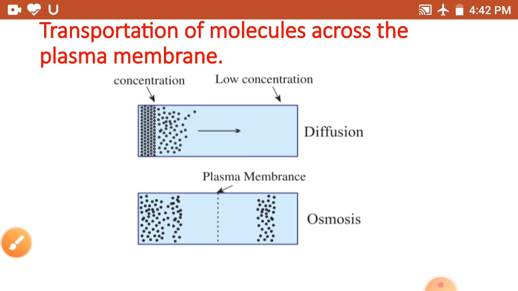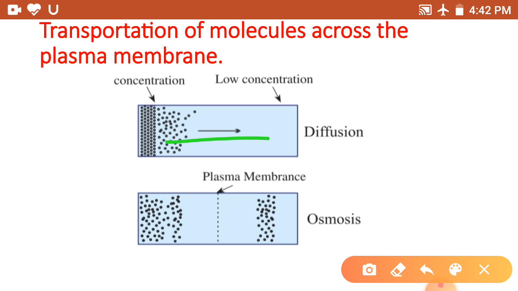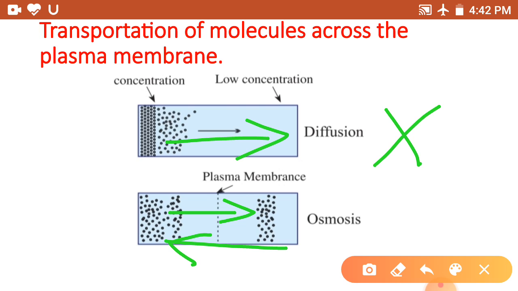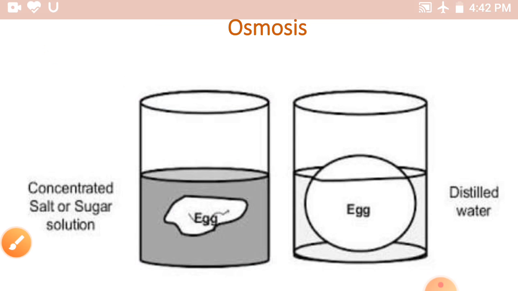In diffusion, molecules move one way only, but in osmosis, molecules or solvent can move in two ways, from higher to lower and lower to higher. In diffusion there is no semi-permeable membrane, but in osmosis a semi-permeable membrane is used. Now here is the example of osmosis.